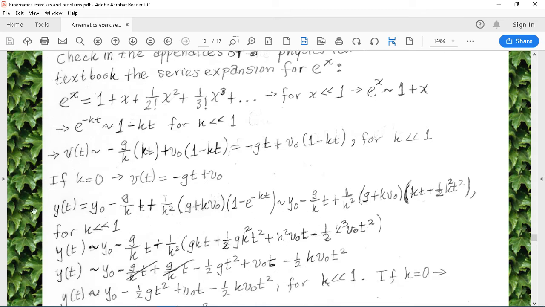So we have y approximately equal to y0 minus g over k times t, plus 1 over k squared times (g plus k v0) times (kt minus 1/2 of k squared t squared). So we have substituted 1 plus x plus 1/2 of x squared here, where x was replaced with minus kt, and we're left with this.